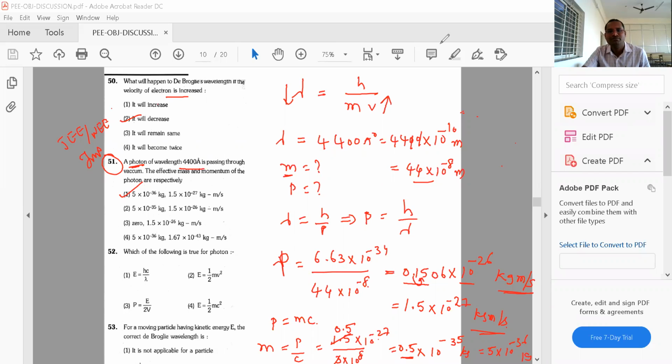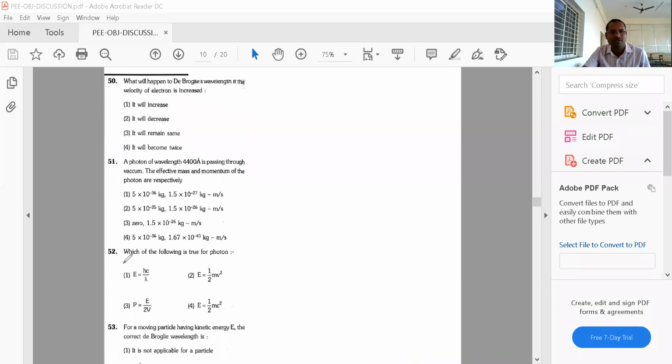Next. 51 is over. Next, 52. Which of the following is true for a photon? We know that the energy of a photon is equal to hc by lambda. Yes, this is perfect. The kinetic energy of a photon is not half mv square, wrong, because it is moving with the velocity of light. And momentum p equal to E by 2v is wrong. Kinetic energy half mc square is also wrong.